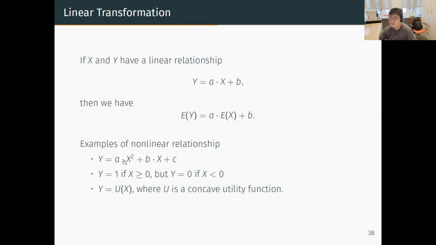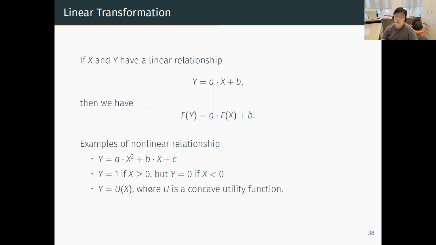Examples of nonlinear relationships are like this. A quadratic function, like X squared, right? When you multiply X by X, that is not linear at all. You can only multiply a constant, not X itself, or any other random variable. This is not linear, and this is not linear. So there is a cutoff. If X is greater than 0, Y is 1, but if X is smaller than 0, Y is 0. There is a discontinuity when X equals 0. So this is not linear.